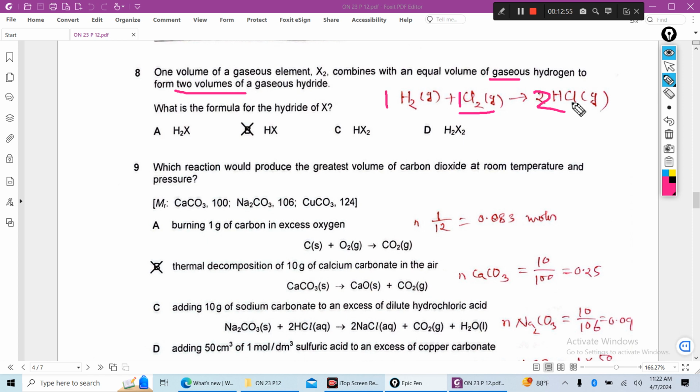Hydrogen chloride is a gaseous hydride. So what is the formula of hydride X? If chlorine is X, then this is the formula, HX. A is HX, B is the correct answer.